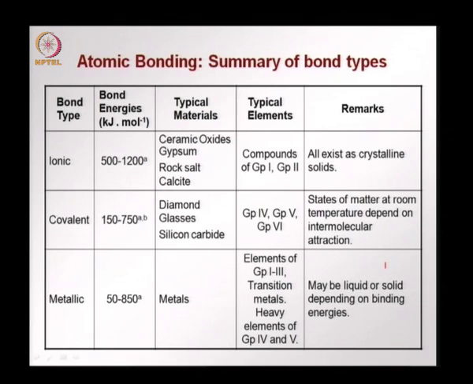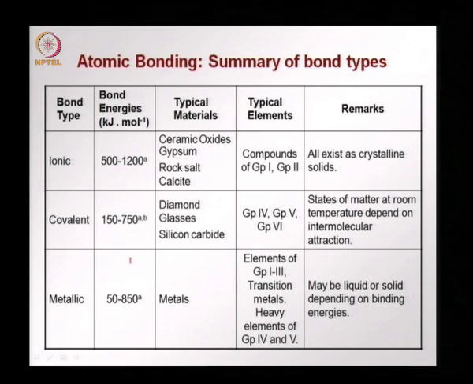Now, let us look at the different bonds that we have considered. We looked at 3 strong bonds: the ionic bond, the covalent bond and the metallic bond. This column gives the bond energies. Higher the bond energy, the stronger is the bond, and we see here that the ionic bond has much higher value than the others, 500 to 1200 kilojoules per mole, and the covalent bond has a range that is lower and the metallic bond lower still.